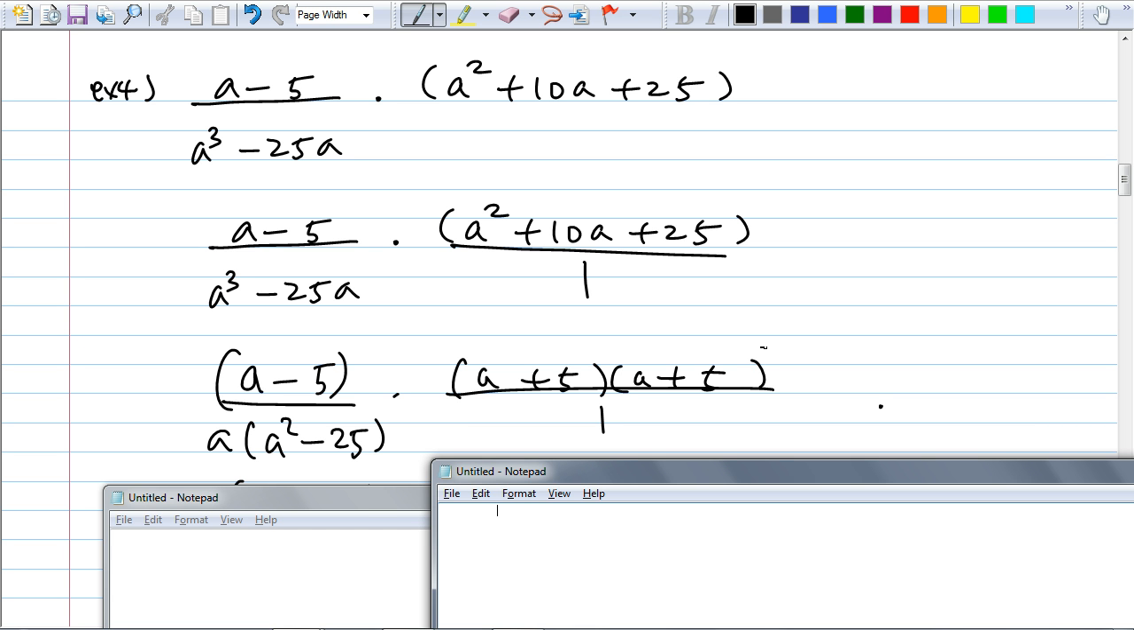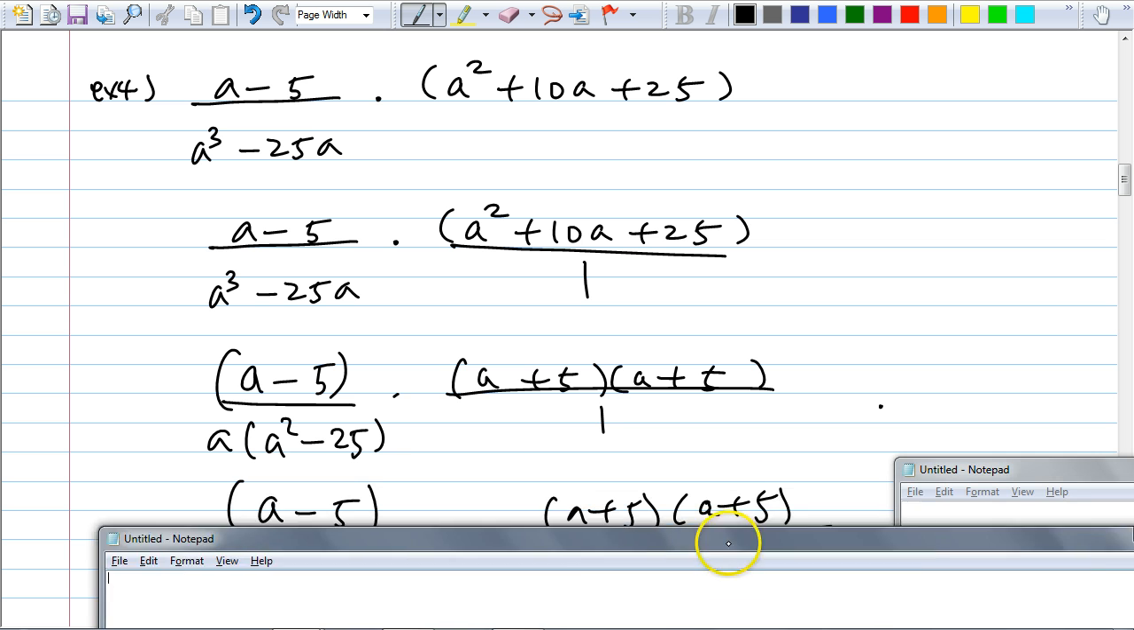Not quite, because look at the denominator of the first fraction. Tajwar, what's a squared minus 25? We could actually factor that out more, can we? Yeah, it's a plus 5 and then a minus 5. You're exactly right. It's a difference of 2 squares, so this is what we get.